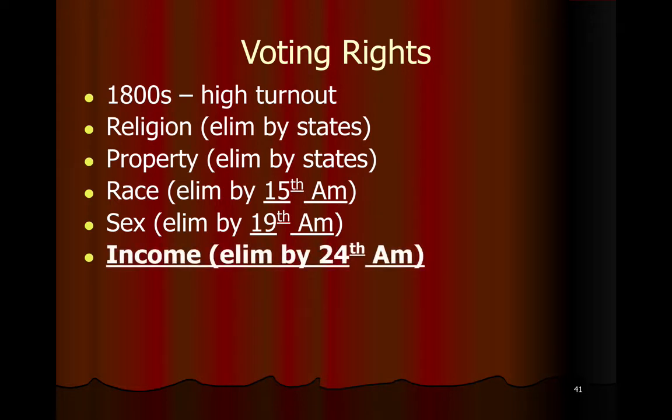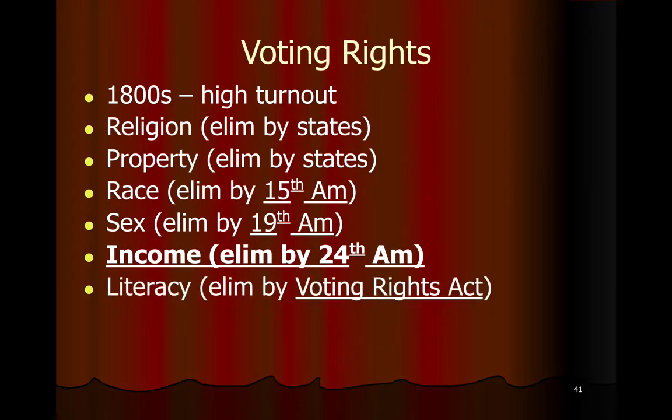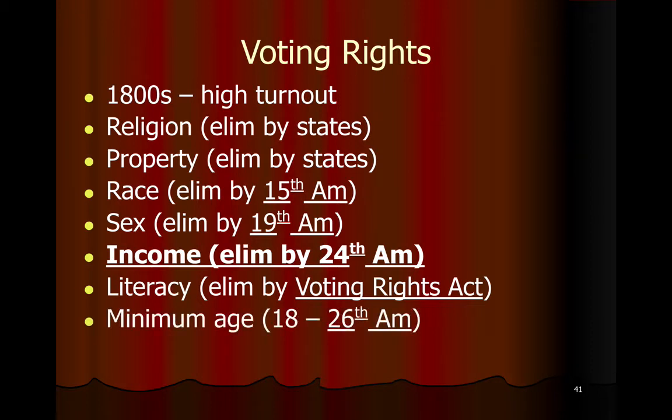We ban income discrimination in the 24th Amendment. This basically bans poll taxes, which would require you to pay a fee in order to vote. That, of course, limited people who were low income from being able to afford that fee. The Voting Rights Act, which was one of the major pieces of legislation during the Civil Rights Movement, banned literacy tests and other essay-type tests in order to get a voter registration card. And then the 26th Amendment lowered the voting age to 18. So now any legal adult, 18-year-old and older, has the right to vote.